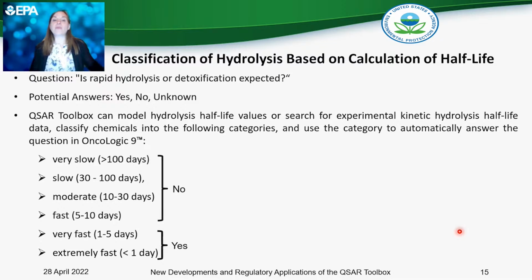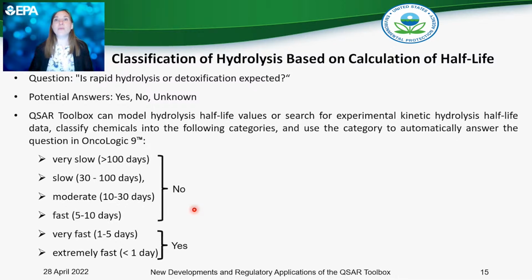However, if we find data or the modeling works, we can classify the chemical into the following categories based upon its hydrolysis half-life. As you can see, yes would only be extremely fast, or what we're saying very fast. So this would be a hydrolysis half-life of less than 1 day or 1 to 5 days, and this would be reported back to QSAR Toolbox. Anything greater than this would be a no.